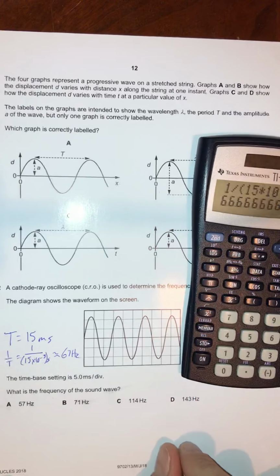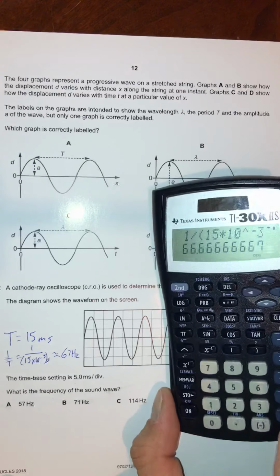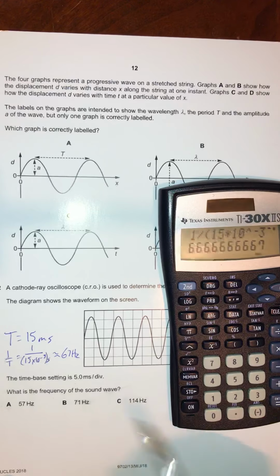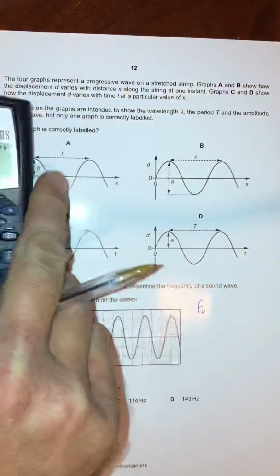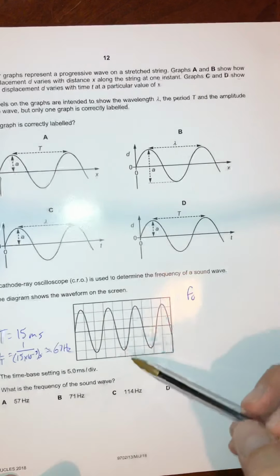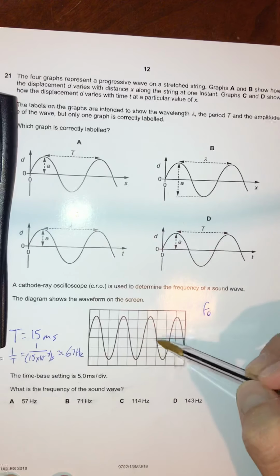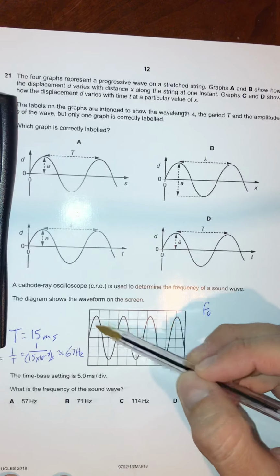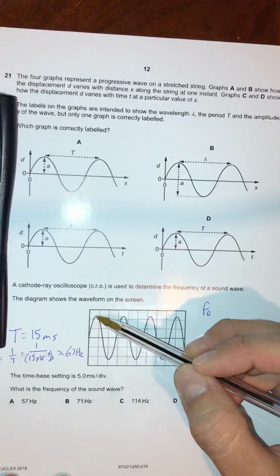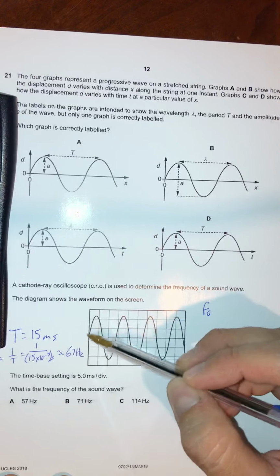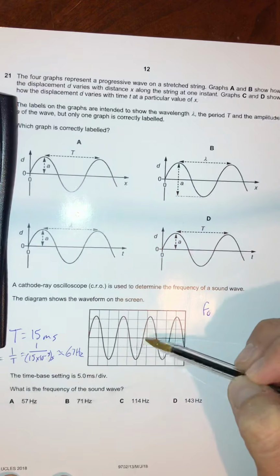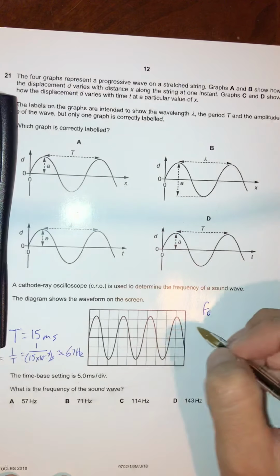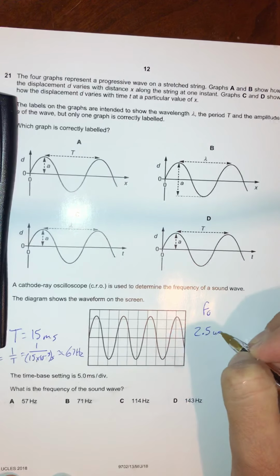And we can see that really none of those values is there. I mean, 71 is kind of close to it. Let's see if we can do better over here. If we look at this waveform, we can get an exact match. This is half a wave if we go up to the amplitude, the maximum displacement, and then back down to equilibrium. So we can see that 2 and a half waves exactly occupies 7 divisions here. So we can say there are 2.5 waves per 7 divisions.